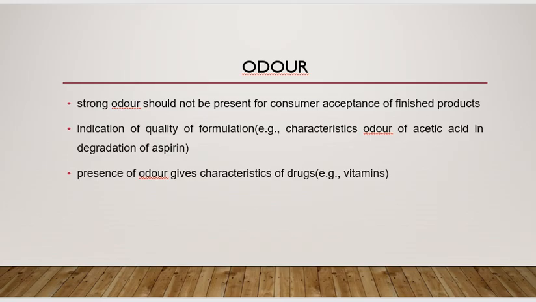Next is the odor. Sometimes the odor can be characteristic of the drug. For example, vitamins have a very fruity odor, so it can be characterized that it is a vitamin. It can also be an indication of the quality of the formulation. For example, if you take the API aspirin and there is degradation of aspirin, we can see the characteristic odor of acetic acid. So it can be an indication of the quality of the drug as well.